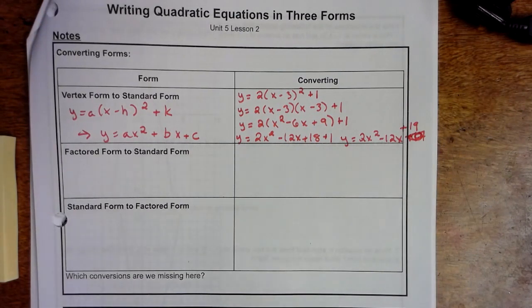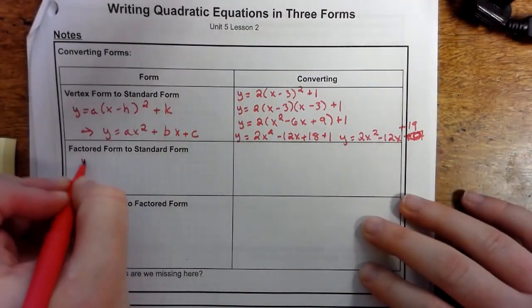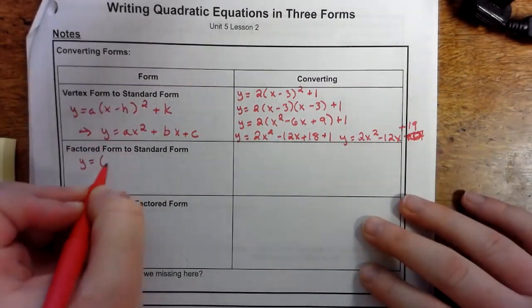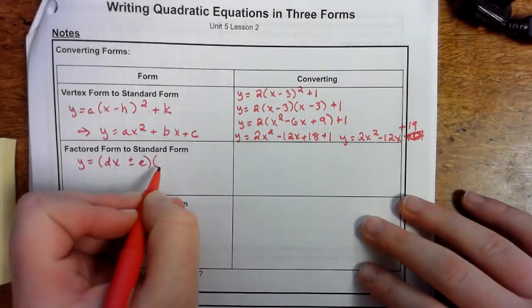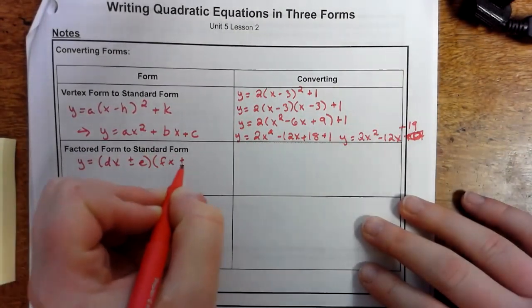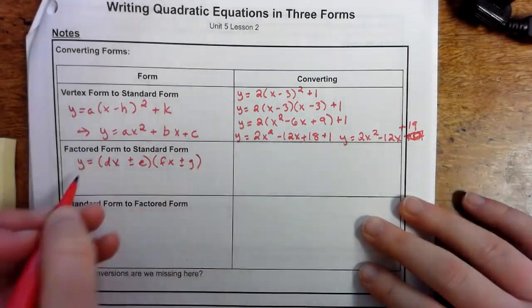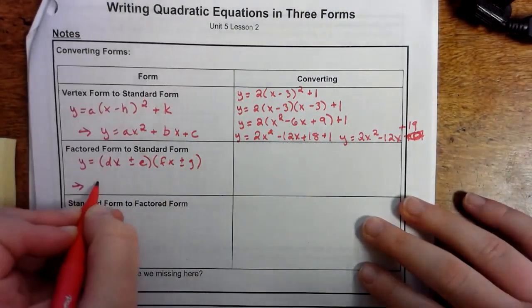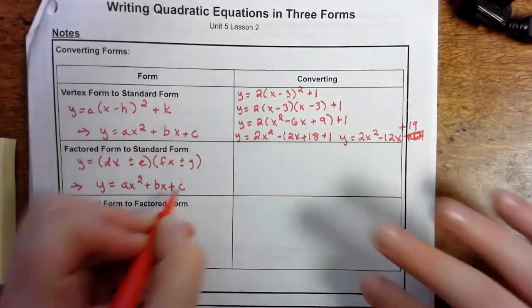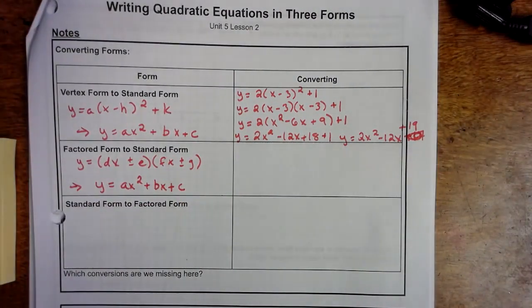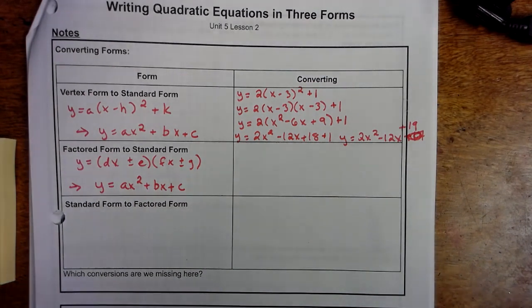Let's go from factored form to standard form. So factored form looks like this. I know the letters are intimidating. Don't worry about it. It's just the formalities. This is standard form. So yesterday or the last lesson, we were graphing in all 3 forms. Now we are converting between all 3 forms. So let's use this as an example.